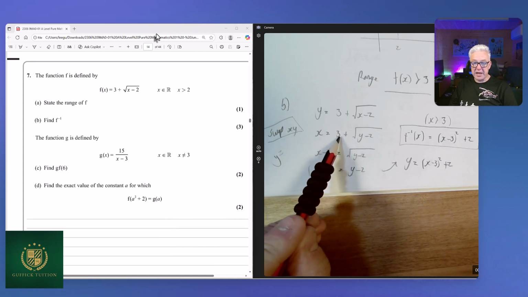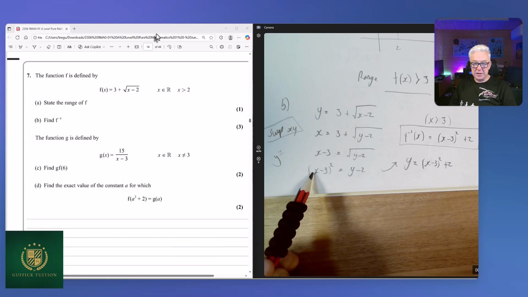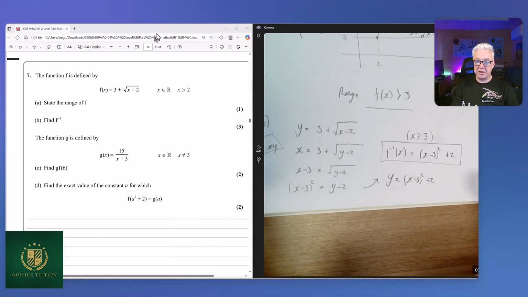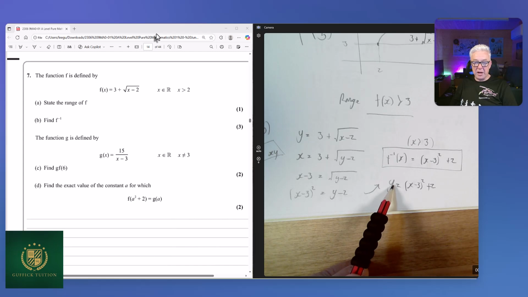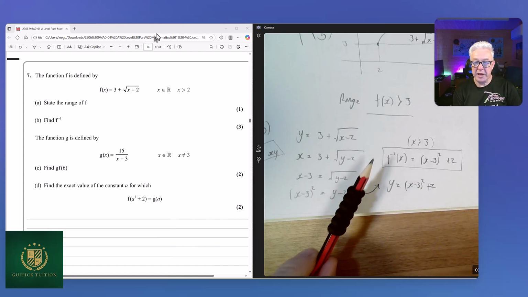So step 1, I'm going to take the 3 away from both sides. I'm then going to square both sides, so x minus 3 all squared is y minus 2. And then finally I'm going to add 2. So I end up with y is x minus 3 all squared add 2. And then the last step is we replace that with the notation for the inverse.